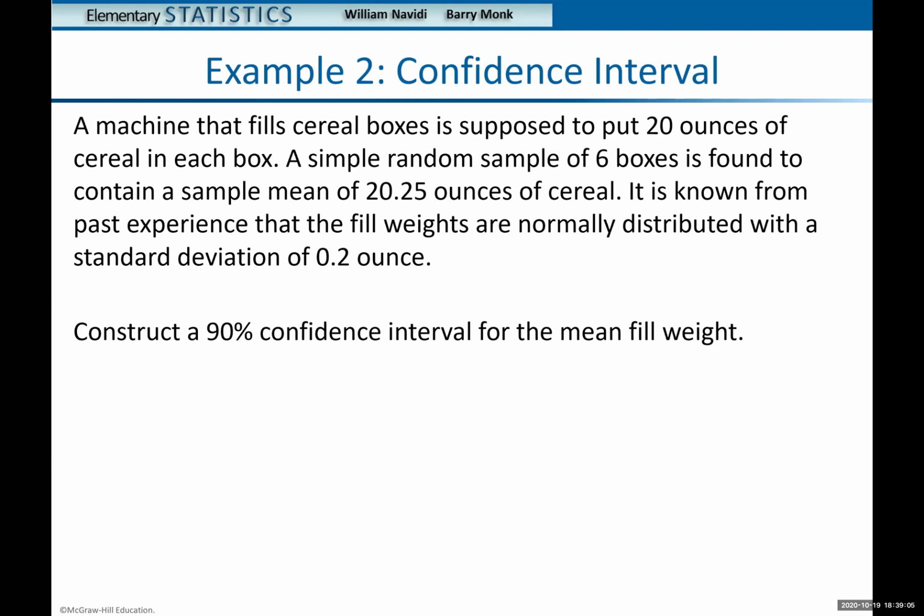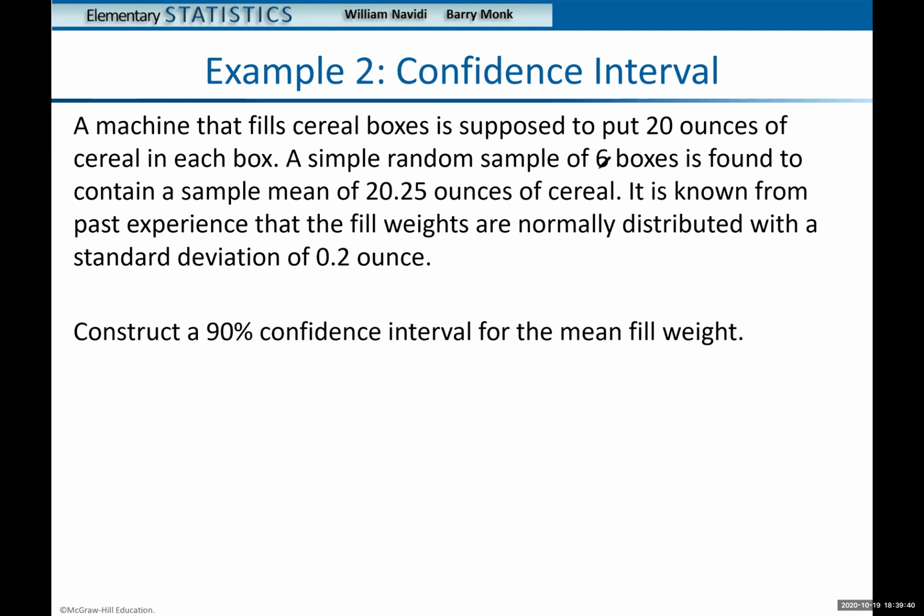Next example. A machine that fills cereal boxes is supposed to put 20 ounces of cereal in each box. A simple random sample of 6 boxes is found to contain a sample mean of 20.25 ounces of cereal. It's known from past experience that the fill weights are normally distributed with a standard deviation of 0.2. Construct a 90% confidence interval for the mean fill weight. Let's check first with our assumptions.